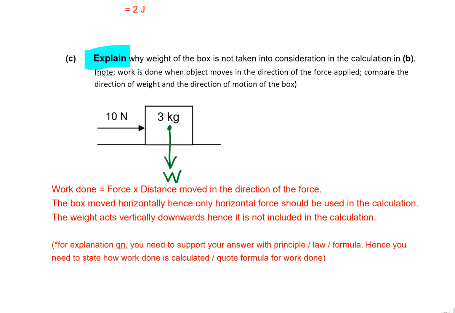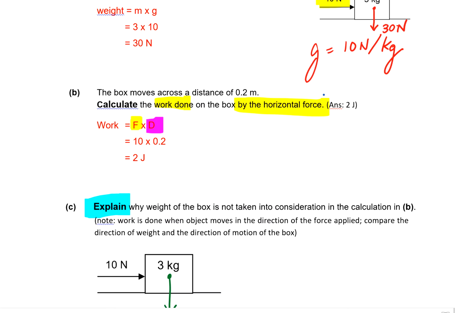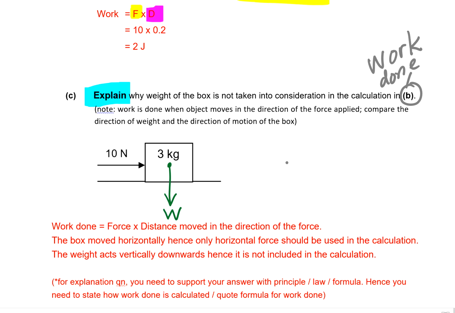Now, they ask for calculation in part B. So what is part B calculating? Well, part B is calculating work done, right? So the important thing is you should know what the topic is, and then you have to support with a statement, either a formula, a law, or a principle that's related to the topic. So in this calculation of work done, what you need to do to support your answer is to write down how you calculate work done, first of all.